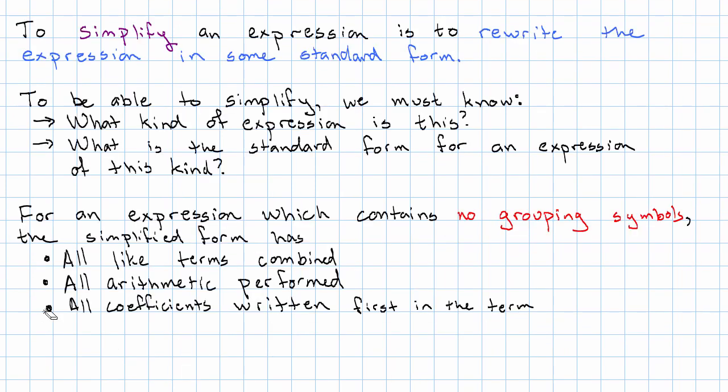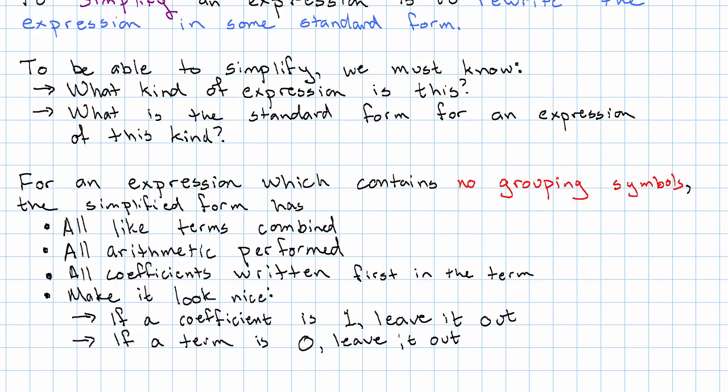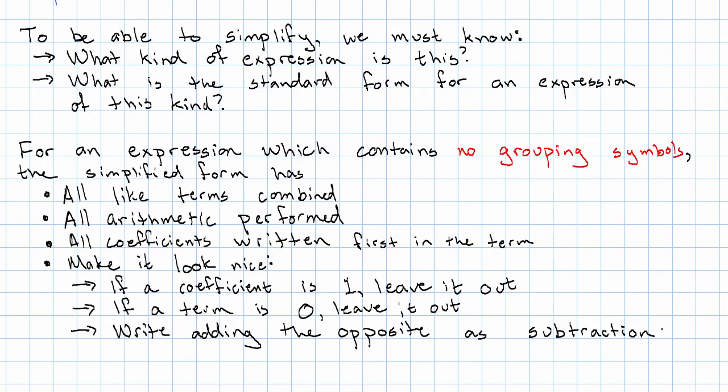If we have an expression that contains no grouping symbols, its simplified form has all like terms combined, all arithmetic performed, all coefficients written first in the term, and then there are a couple of niceties. If a coefficient is 1, leave it out. If a term happens to be 0, leave it out. And if we're adding the opposite, write it as subtraction.